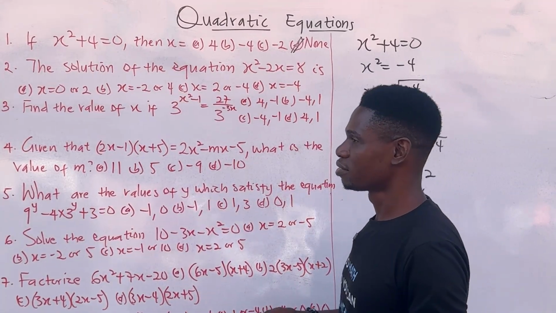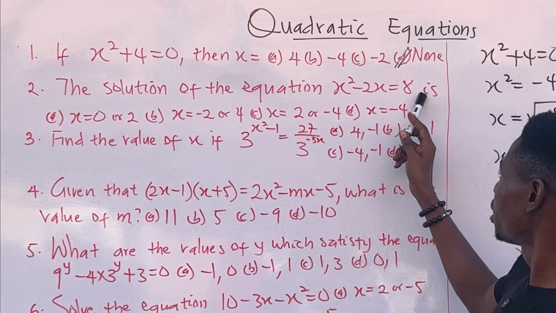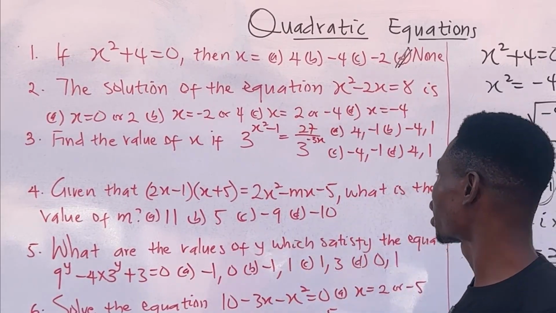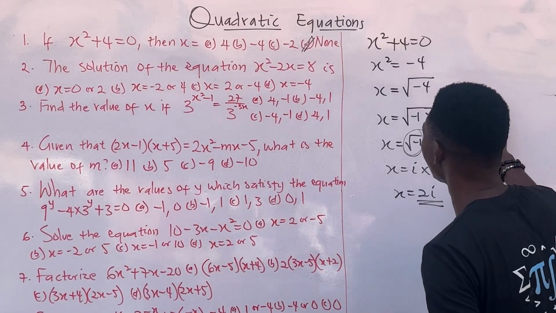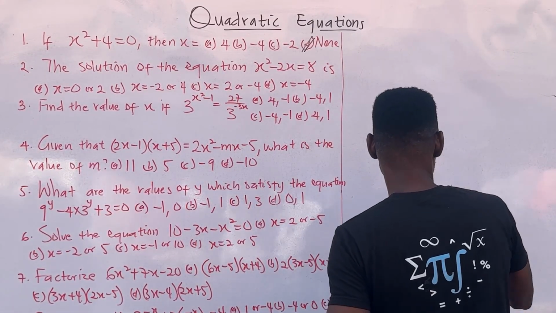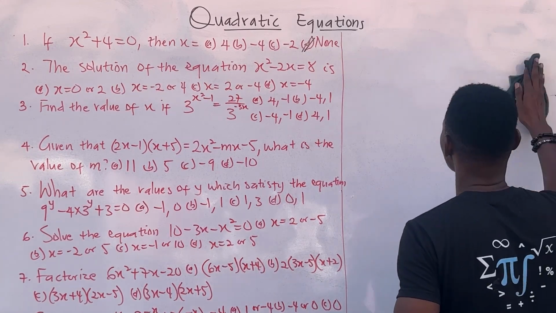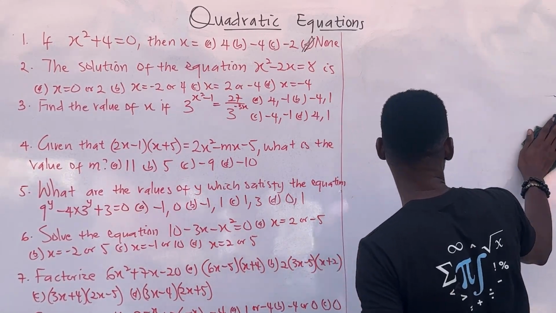Question 2 now says, the solution of the equation, the equation is x squared minus 2x equal to 8. Okay, so let's solve this together. x squared minus 2x equal to 8.